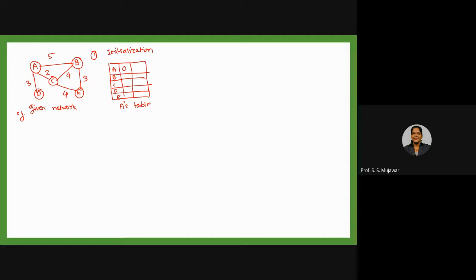0. To reach B, there is a direct line, so I can reach directly, the value is 5. I can reach C directly, the value is 2. I can reach D directly, the value is 3. Now the E node is available, but I cannot reach E currently, right? This is the initialization step, so I need to write the value infinite. Where there is a direct connection available, no need to write anything there. Now the second node we have is B. So this will be B's table.